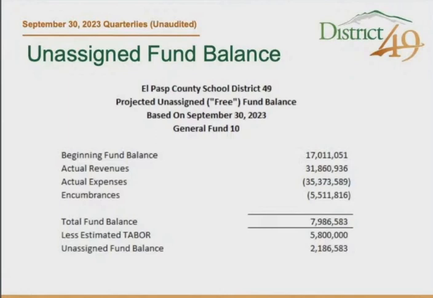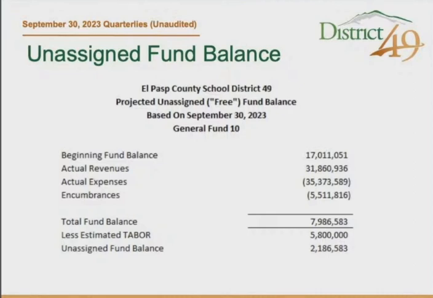So let's look at what I like to call the unassigned fund balance. To me, this is the canary in the coal mine. This is what I look at as a CFO. This has served us very well. So forgive that El Paso's got a P instead of an O. But so beginning fund balance.